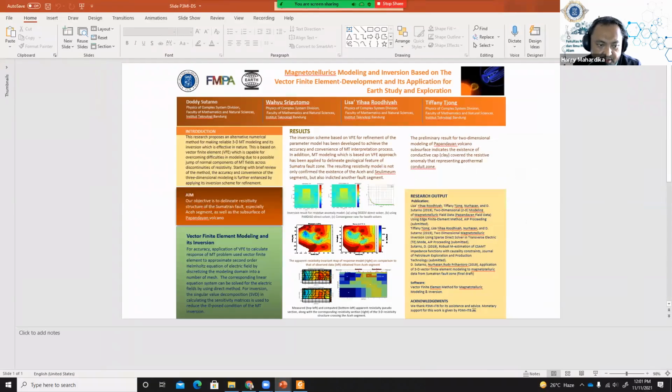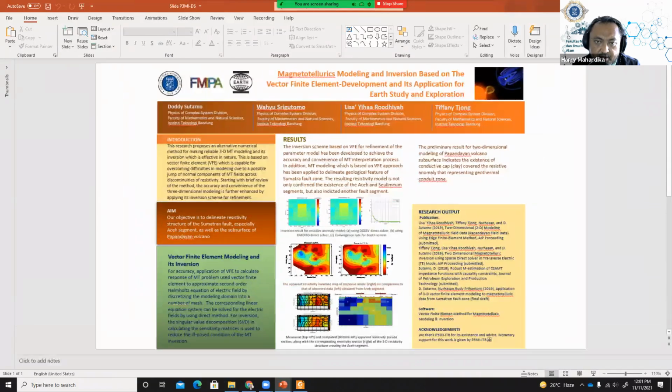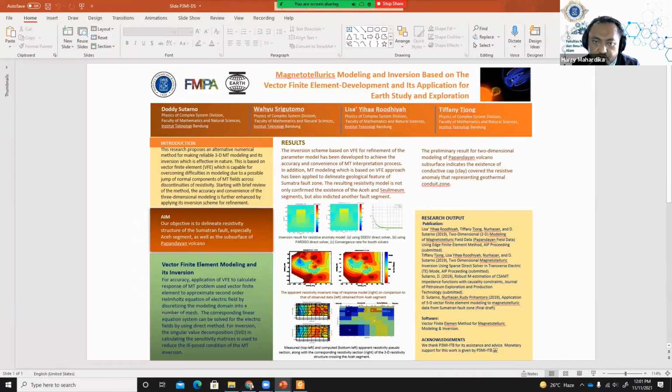Here is another example that is written by Pak Dodi Sutarno, Pak Wahyu Srigutomo, and then Lisa Yaharodiah and Tiffany Chong, who are students of Pak Dodi Sutarno. So this is an example where the poster is presented for the LPPM exhibition that is conducted every December, because December is the month where LPPM needs to report their activities to the public.